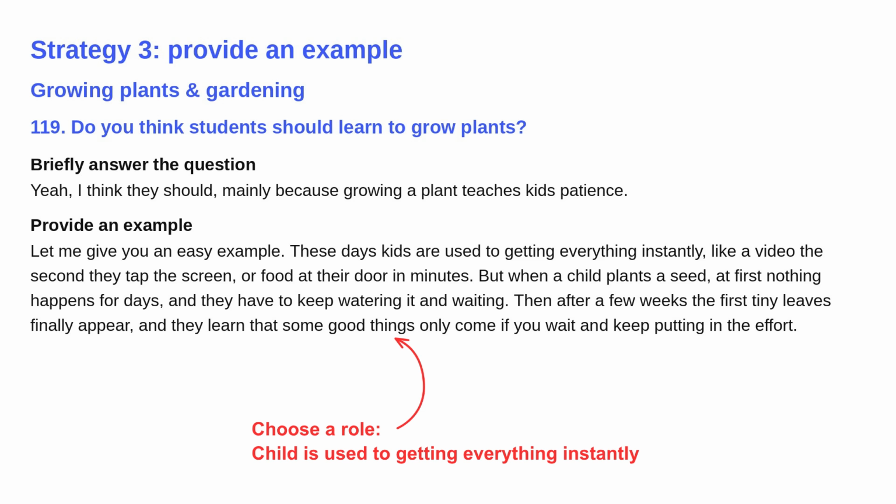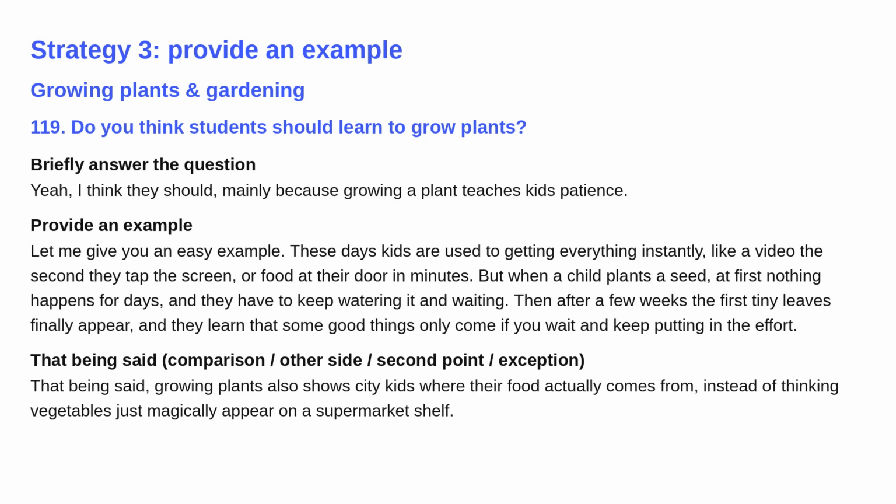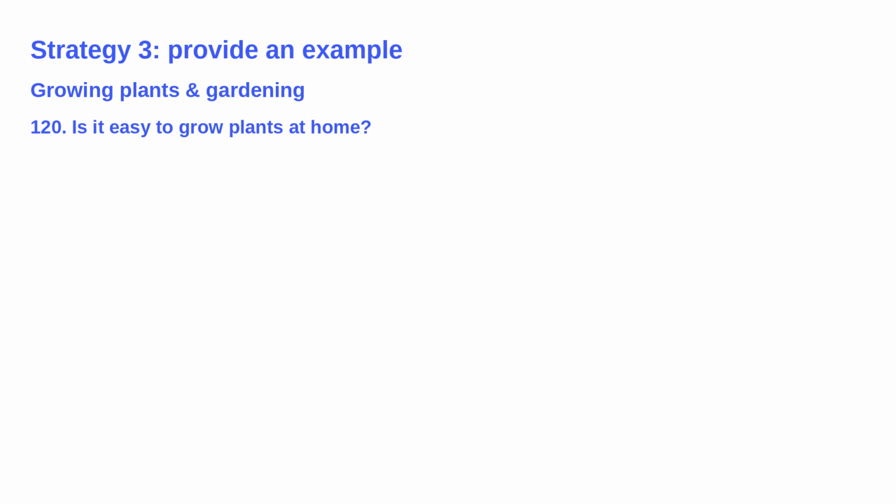But when a child plants a seed, at first nothing happens for days, and they have to keep watering it and waiting. Then, after a few weeks, the first tiny leaves finally appear, and they learn that some good things only come if you wait and keep putting in the effort. That being said, growing plants also shows city kids where their food actually comes from, instead of thinking vegetables just magically appear on a supermarket shelf.